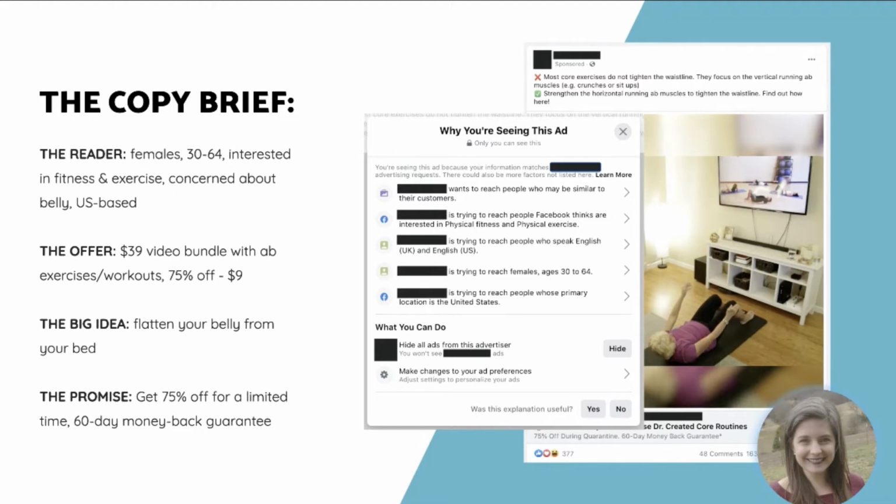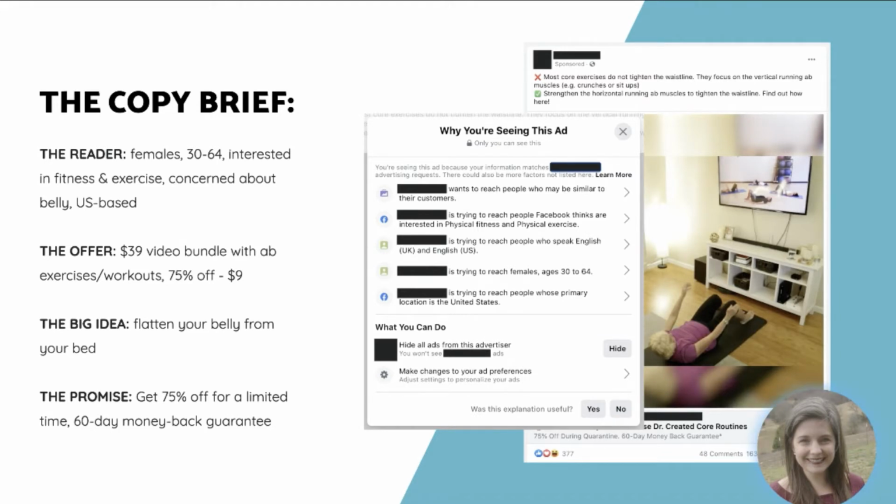Now, you can't really see the big idea from the ad itself. I actually had to go through the journey and look at the sales page to get a better grasp of the big idea. So that could be something we look at a little bit later on: why is the ad not communicating the big idea of the campaign or of the sales page itself? And for this ad specifically, we can reasonably say the promise is that if they buy this, they're going to get 75% off for a limited time with a 60-day money-back guarantee.